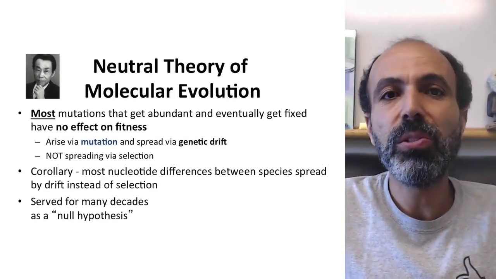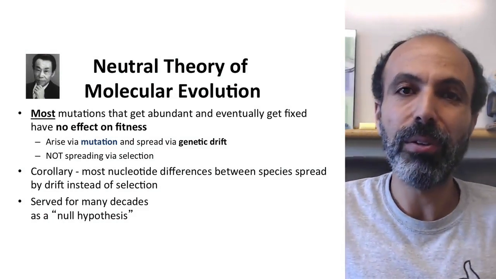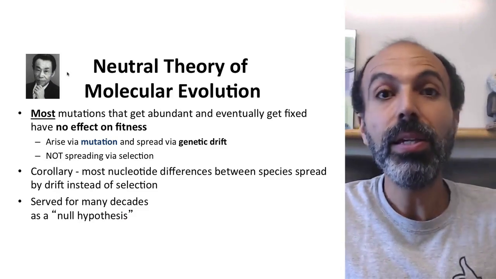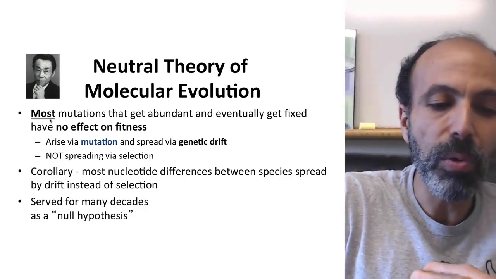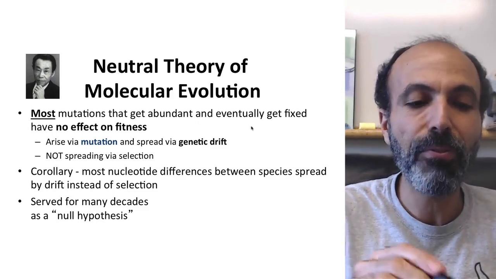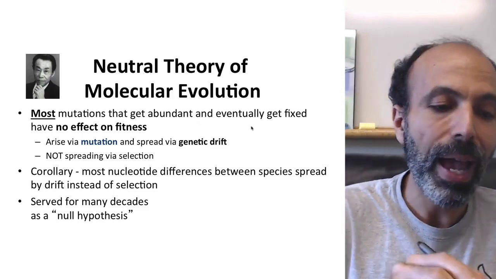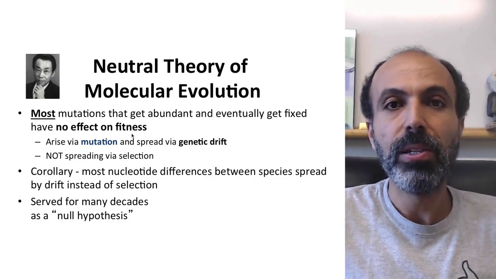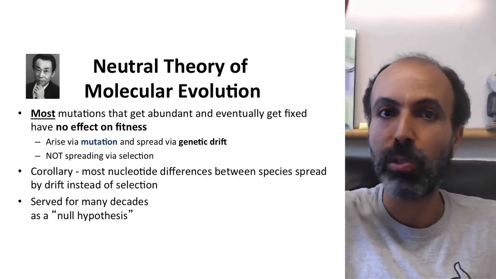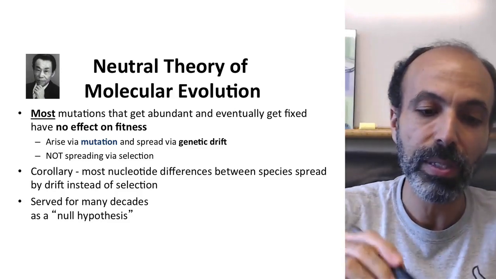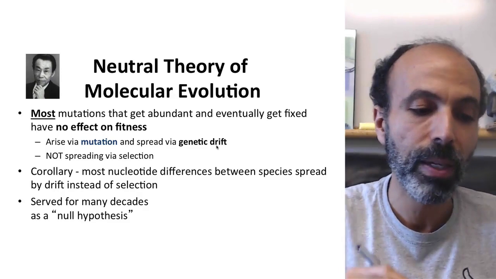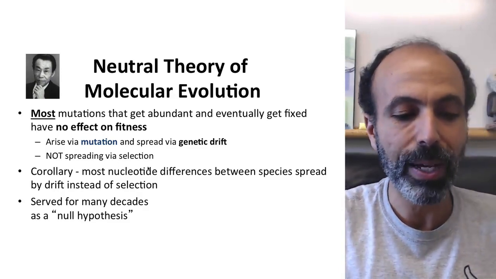Now, let me introduce to you the neutral theory of molecular evolution. This was popularized through the writings of Motoo Kimura. He suggested that most mutations that you actually observe, most mutations that get abundant and that eventually get fixed within a species, have no effect on fitness. So essentially, they arise by mutation, and then they're bebopping around just randomly due to these stochastic forces, and they're spreading by genetic drift, or maybe immediately getting lost, potentially by genetic drift. They are not spreading by natural selection.